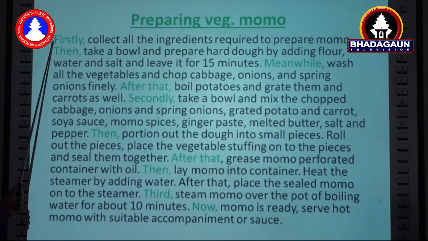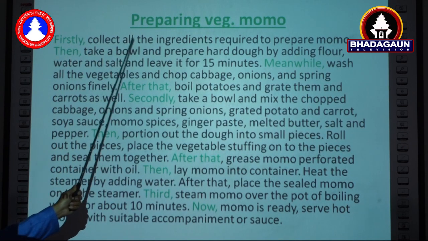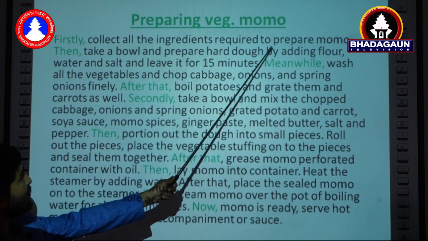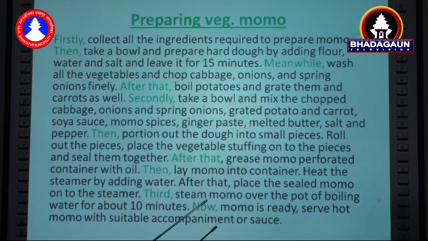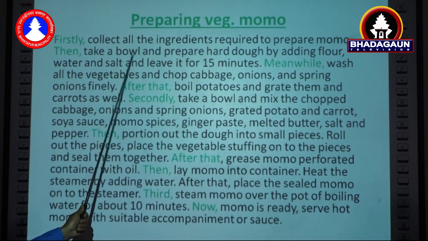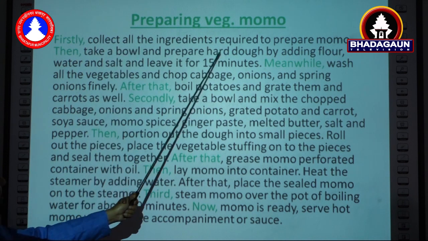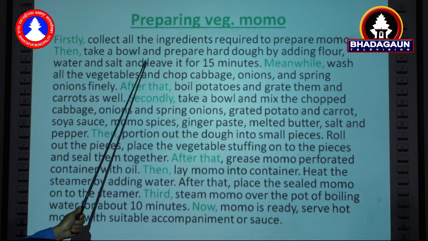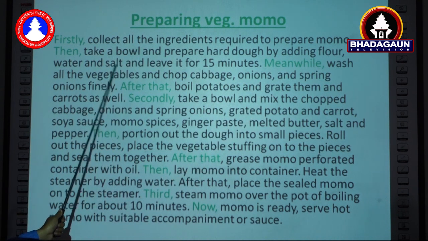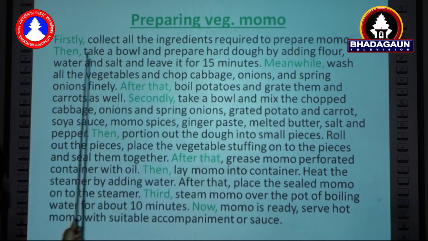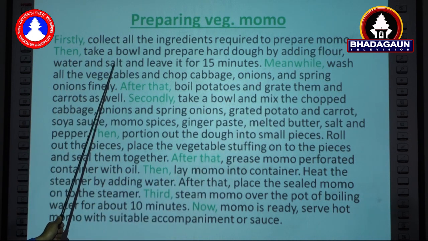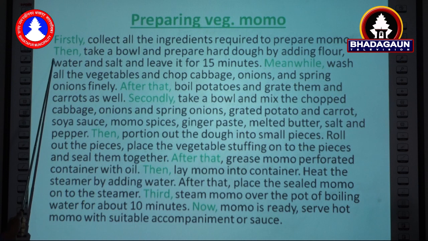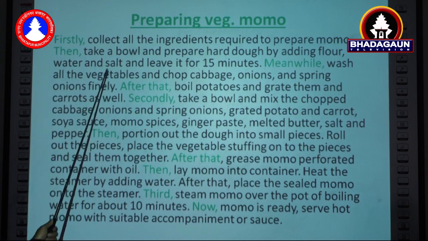So now we have developed it in such a way. Firstly, collect all the ingredients required to prepare momo. This is the first step. Then take a bowl, katora, right? Bowl, and prepare hard dough by adding flour, water, and salt. You have to mix three things: flour, water, and salt. If you mix all these three things, then you have to knead that.